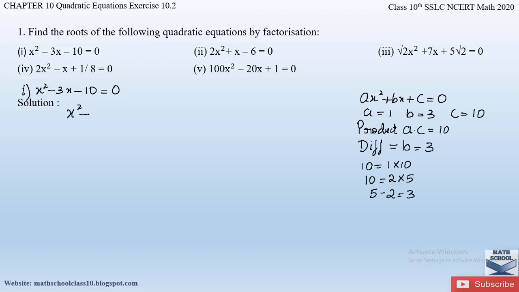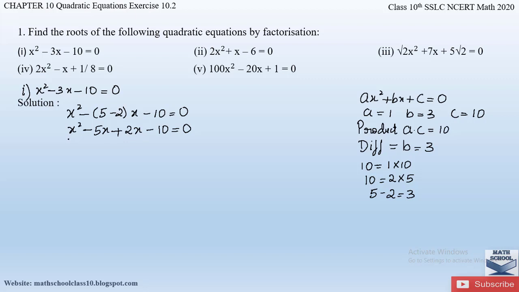The sign will remain the same, minus. Instead of 3x, we are going to write 5 minus 2 x minus 10 is equal to 0. Now let us open the brackets. So it will be x square minus 5 into x, and minus into minus will be plus 2x, minus 10 is equal to 0. Now what is minus 5x and plus 2x? It is minus 3x. Okay, so this is how we have split minus 3x as minus 5x plus 2x.